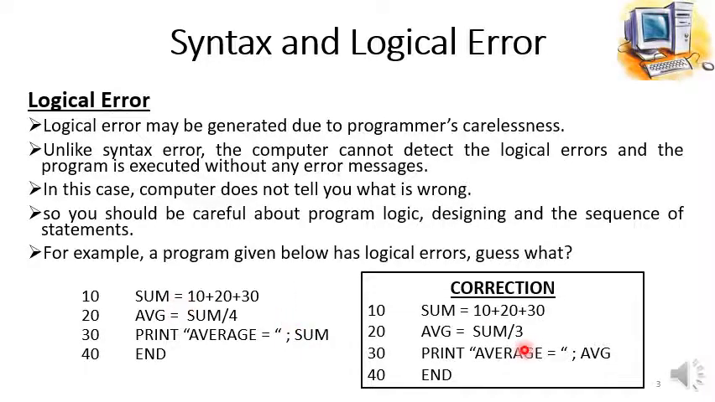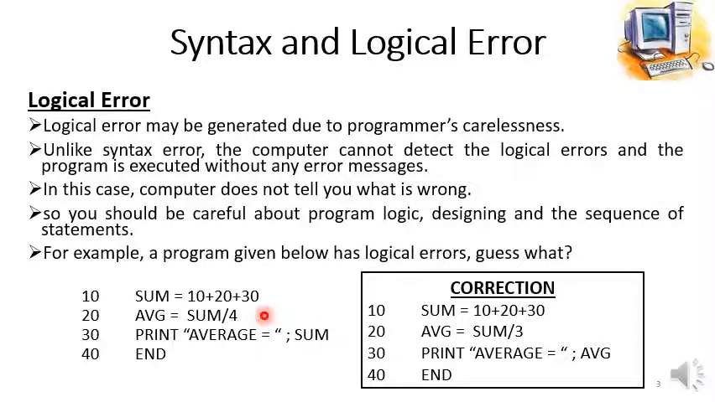So if you want to make the correction, it will be like this: sum is equal to 10 plus 20 plus 30, average is equal to sum divided by 3, and then print average is equal to, instead of sum we have to write average, and then end. So this is how you can remove logical errors.